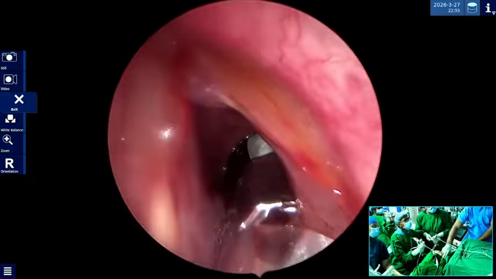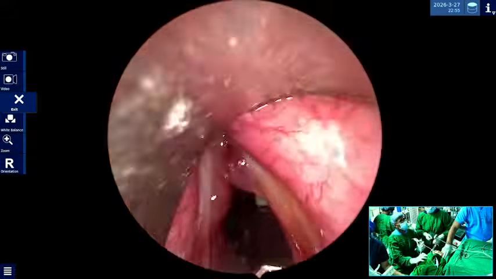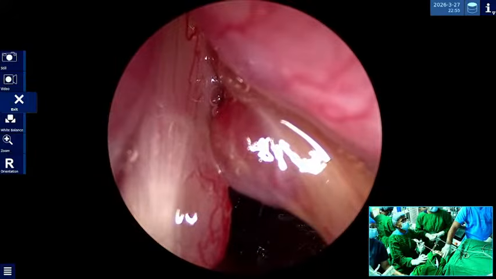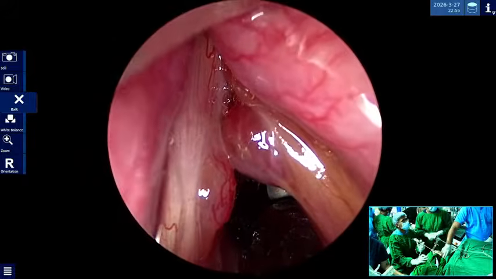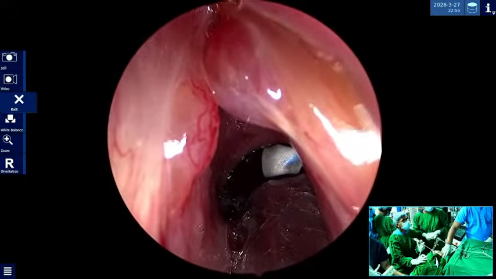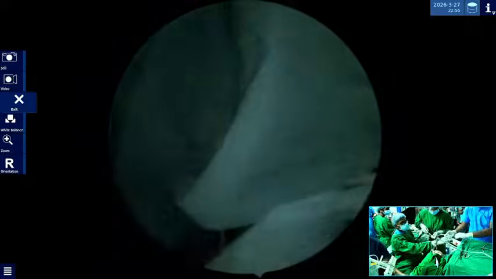Suction. So do a thorough suction, and the tube is well below the vocal fold. This is a closer endoscopic view of the lesion on the right vocal fold. It has a lesion on both vocal folds, more so on the right side.